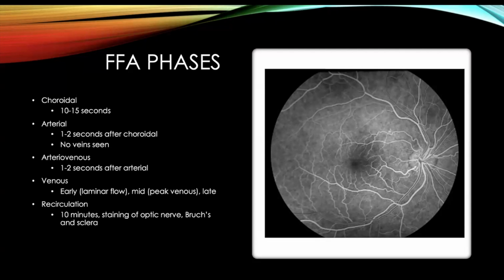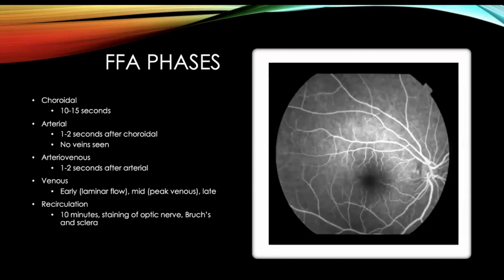But if you can appreciate closely on this picture, if I run my mouse along this vein, you can see these three lines: a bright white line, a dimmer line, and another bright white line. That's because the fluorescein has this laminar flow through the vessels, because your plasma runs through the middle. So you'll see the fluorescein on the outsides of the vessels first in the early venous phase, before the veins are then completely filled in your peak venous.